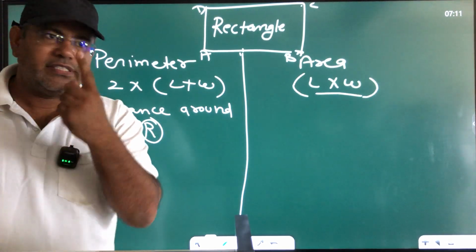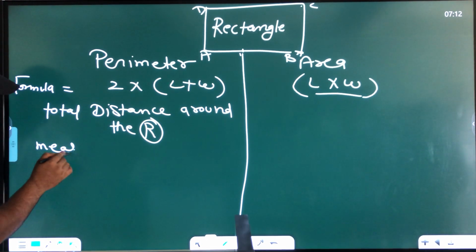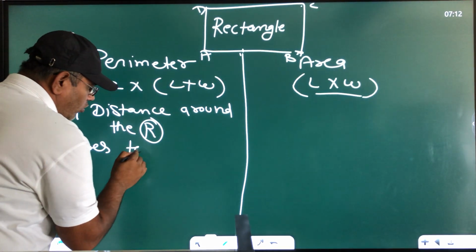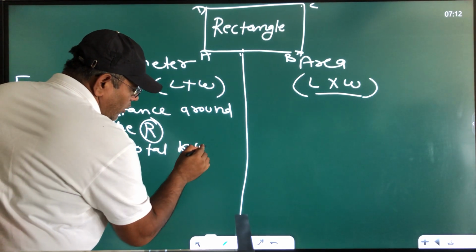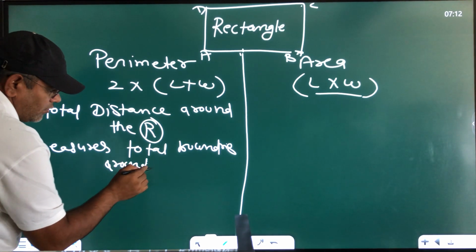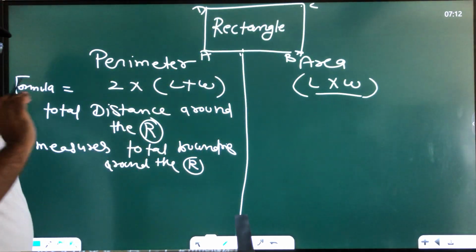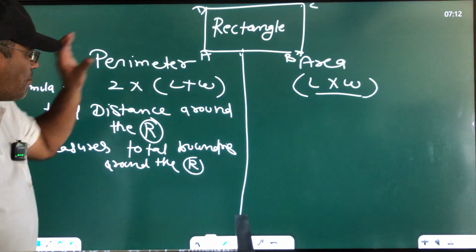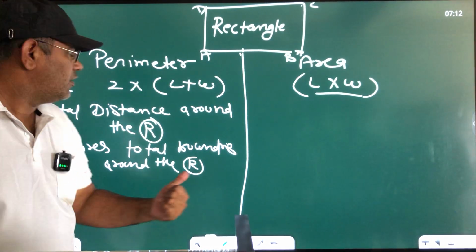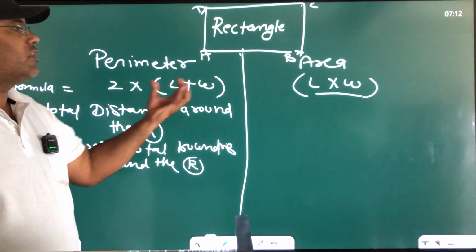Second thing, perimeter measures what? Total boundary, the boundary around the rectangle. Perimeter of a rectangle measures the total boundary of the rectangle. That's why we use perimeter. Total distance around the rectangle, it means perimeter of a rectangle.